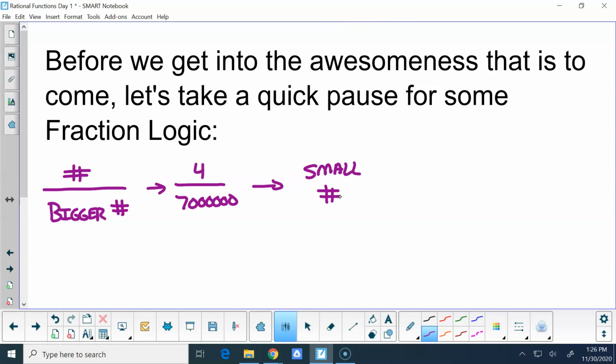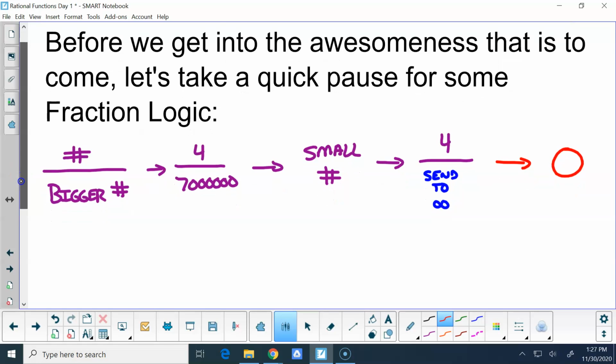So as this function, we started up here at 4, as we send this number to infinity, we keep getting it bigger and bigger, this fraction is going to go to 0. It's going to get so close to 0 that it's going to be like 0. Okay? That's fractional logic right there.